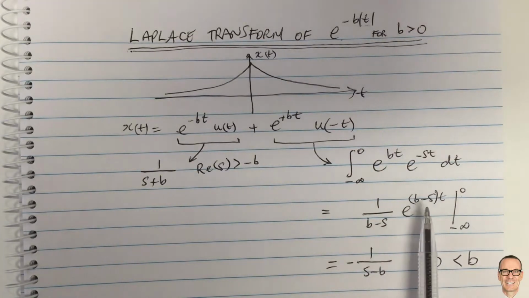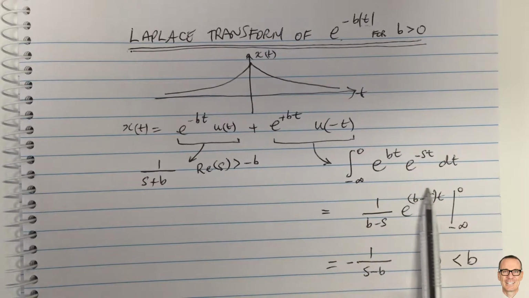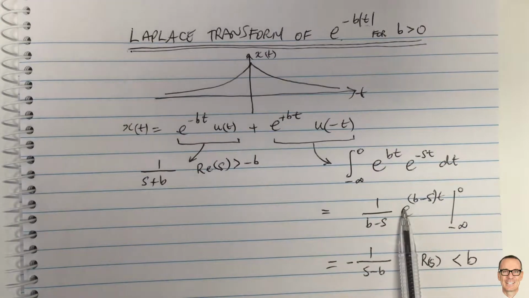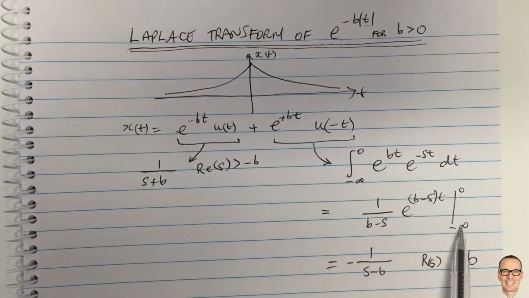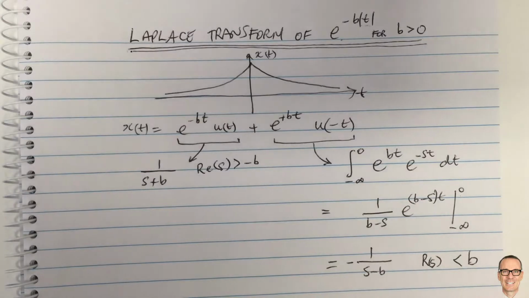Okay, so hopefully you can see that the real part of s has to be less than b for this to be positive. It's going to be multiplied by negative infinity, which gives you the exponential of negative infinity, which is equal to 0. And so this converges. If this was the other way around, you'd have e to the positive infinity, which is of course infinity, and therefore you don't have a defined function.